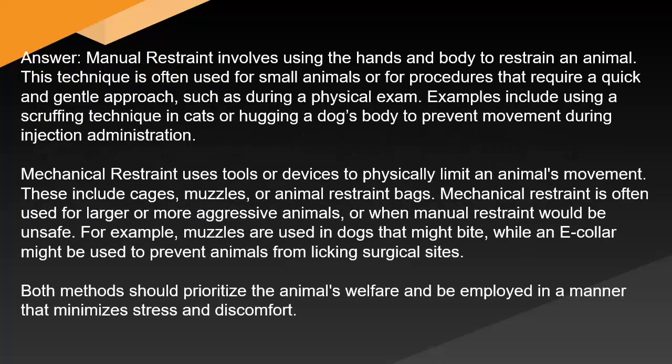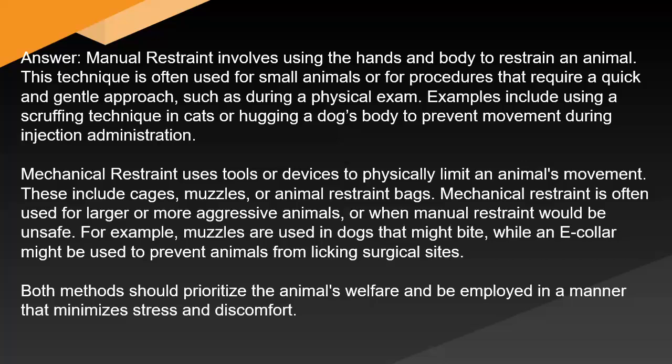Answer: manual restraint involves using the hands and body to restrain an animal. This technique is often used for small animals or for procedures that require a quick and gentle approach, such as during a physical exam. Examples include using a scruffing technique in cats or hugging a dog's body to prevent movement during injection administration. Mechanical restraint uses tools or devices to physically limit an animal's movement.